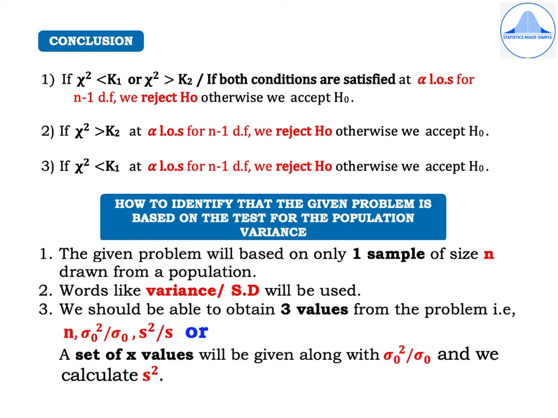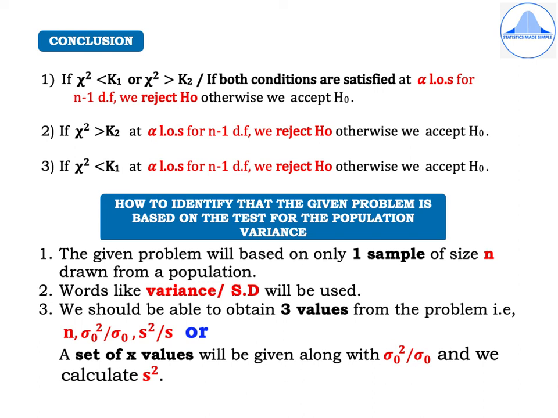Let us now learn how to identify that a given problem is based on the test for population variance. First, the given problem will be based on only one sample of size n drawn from a population. Second, words like variance or standard deviation will be used.